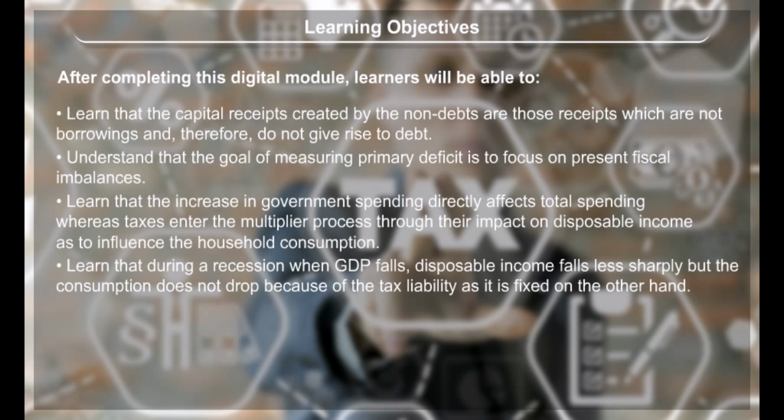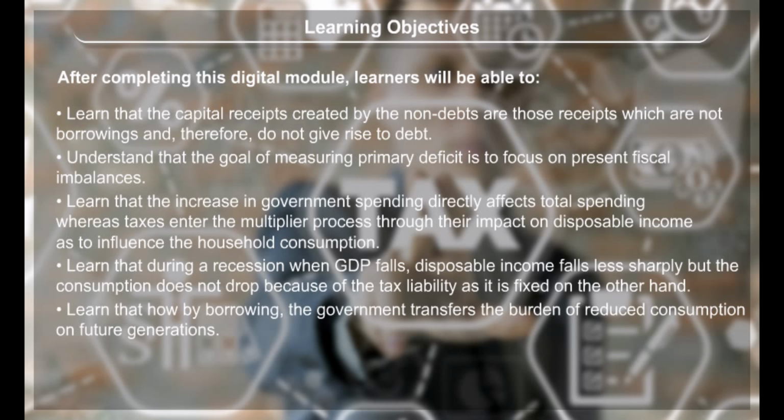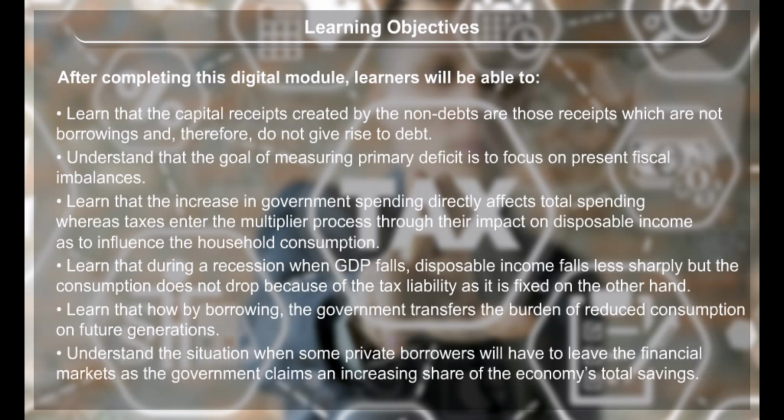Learn that during a recession, when the GDP falls, disposable income falls less sharply, and consumption does not drop as much because the tax liability is fixed. Learn how, by borrowing, the government transfers the burden of reduced consumption onto future generations. Understand the situation when some private borrowers will have to leave the financial markets as the government claims an increasing share of the economy's total savings.